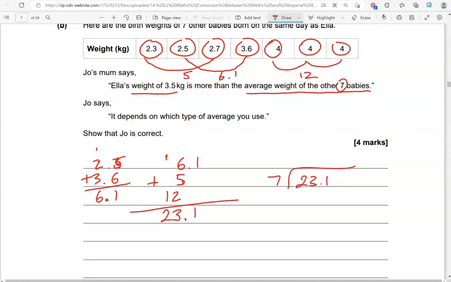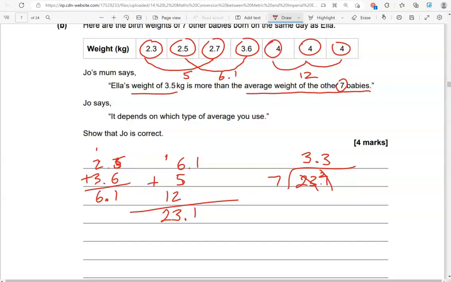How many 7s into 23? That is 3 of them, which is 21. So we carry over the 2, we transfer the decimal point to the answer. How many 7s into 21? That is exactly 3. So 3.3, that's the average weight of the other babies. So working out the mean, we've shown that Ella's weight is higher than that.